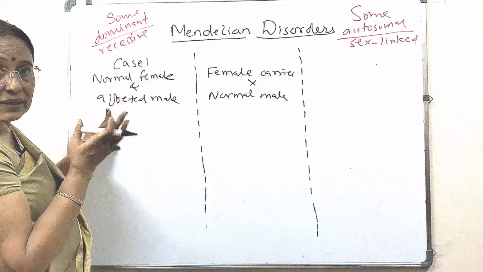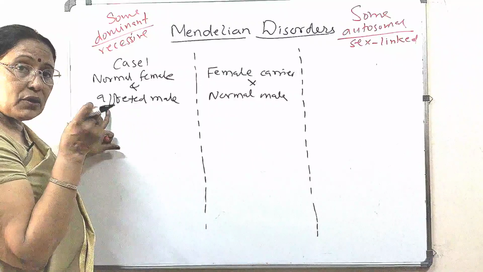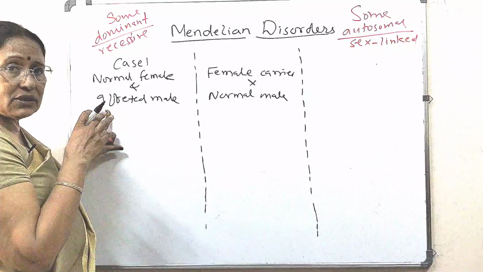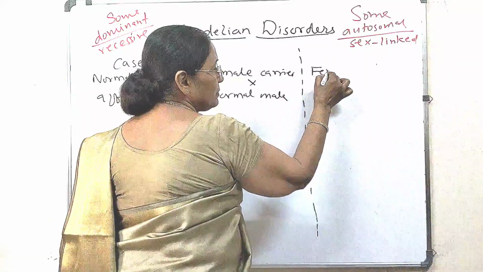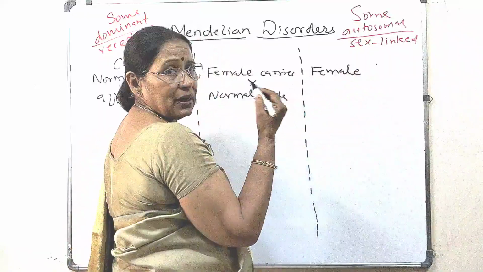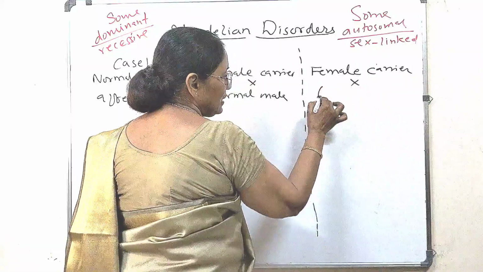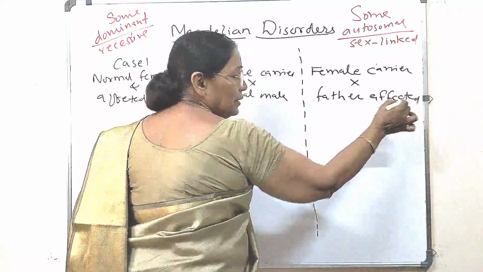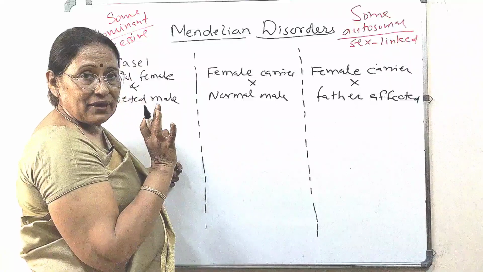Next, the third one, very rare, where the daughter can also be affected. Hemophilia itself is a rare disease, and this condition is very, very rare, where the father is affected and the mother is either affected or a carrier. So let us take the mother as a carrier and the father as affected. Here we are taking a case where both of them have the recessive allele.